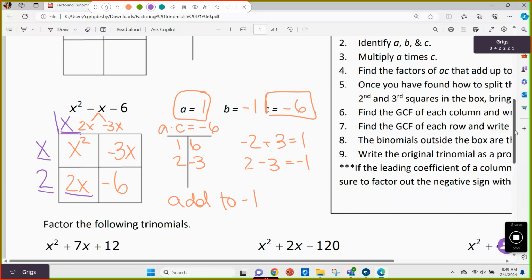So, x times what would give me negative 3x? Negative 3. So when I list my factors out, I have x minus 3 times x plus 2. So if I were to multiply these binomials together, x minus 3 and x plus 2, what would it multiply back to give me? It would multiply back to give me the original expression, right? Oh, yeah. You ready for another? No. Okay.